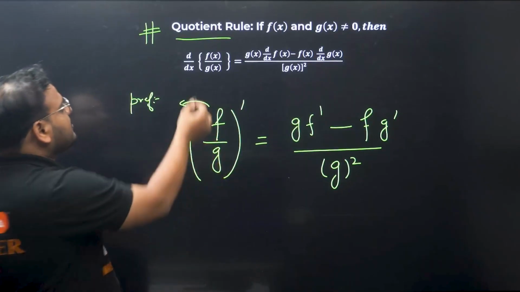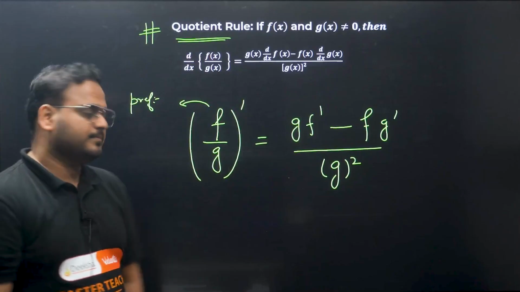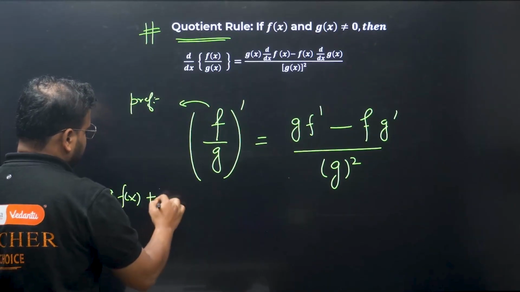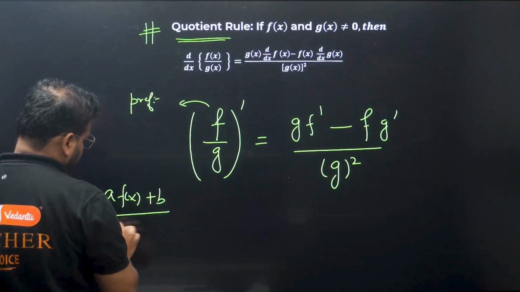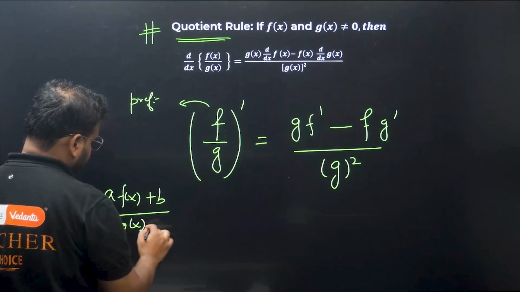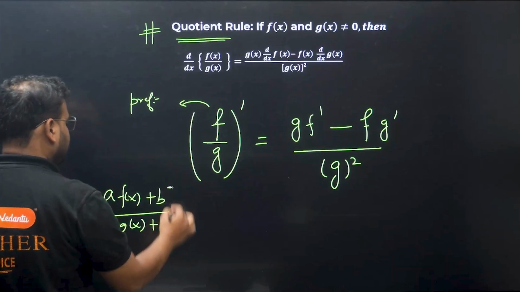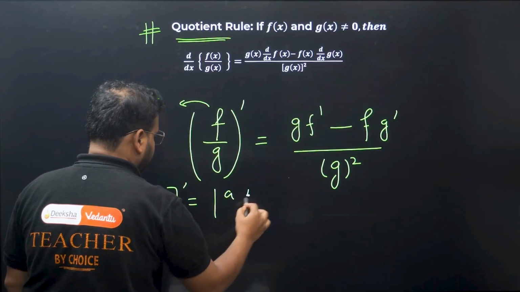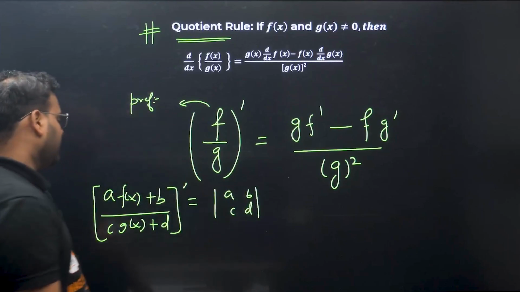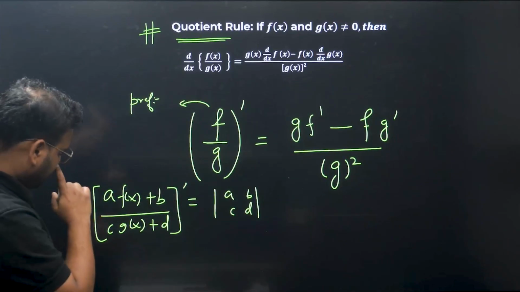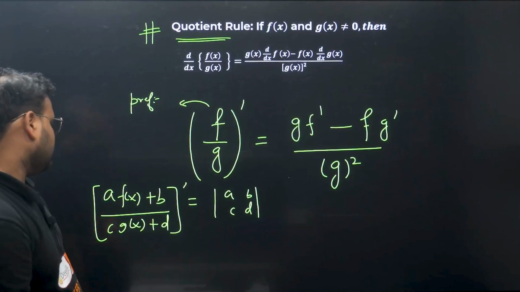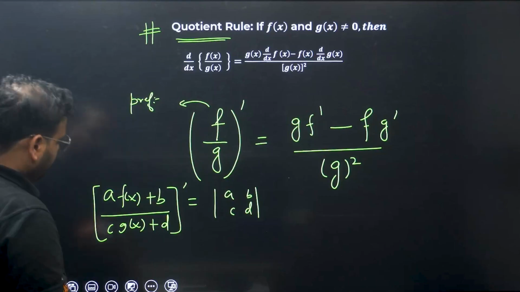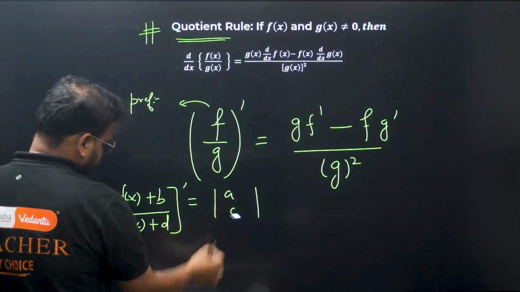Okay, so there's a shortcut for this. I'll give it to you. It uses a determinant. So it is given like this actually. If you have f(x) plus b and you have over here, let's say c g(x) plus d, you want to differentiate this, it is simply given as the determinant a b c d. One second, I think it is a b c d, right? Should be, yeah, one second, the b should come here actually.